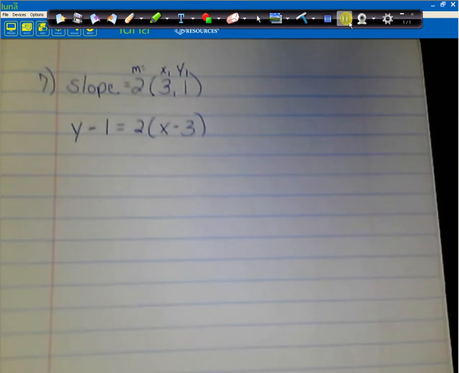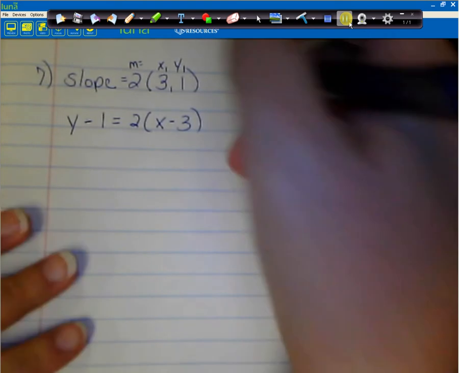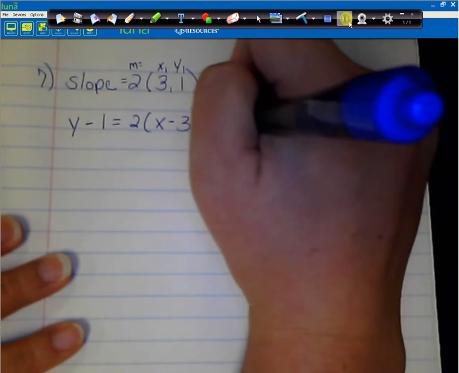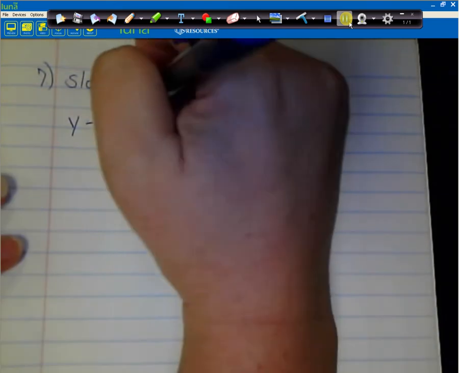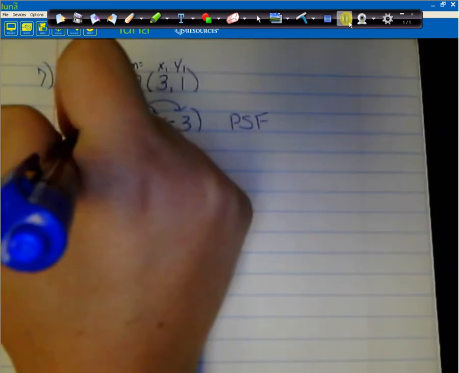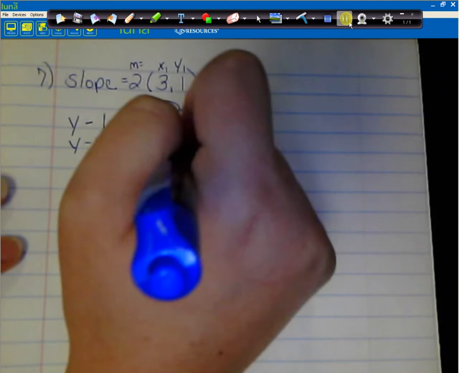And if you need to look back at that form to see how to plug things in, that's fine. So y minus 1 equals 2, x minus 3. So that is our point slope form. We're going to call that PSF for short. Now we're going to go from point slope form to slope intercept by distributing our 2. And we're going to say y minus 1 equals 2x minus 6.